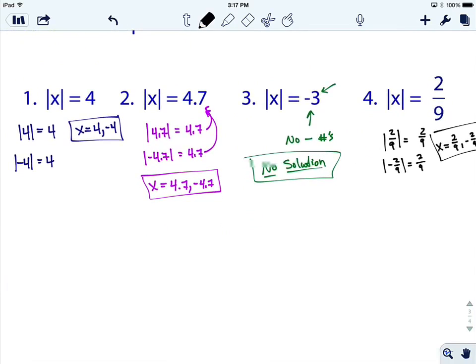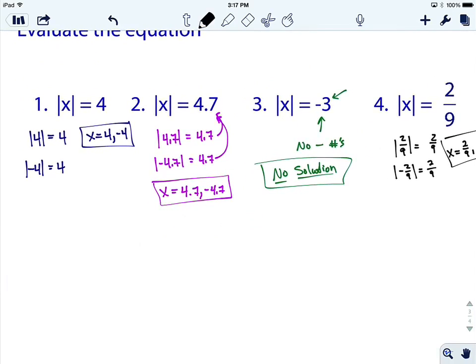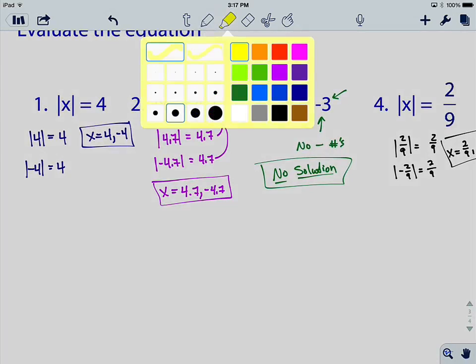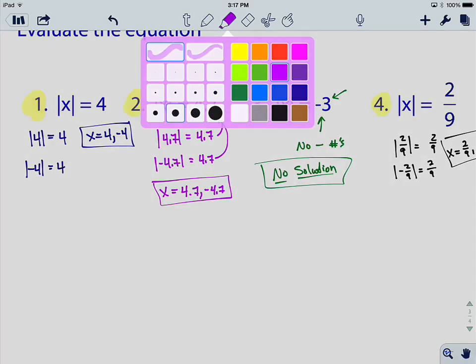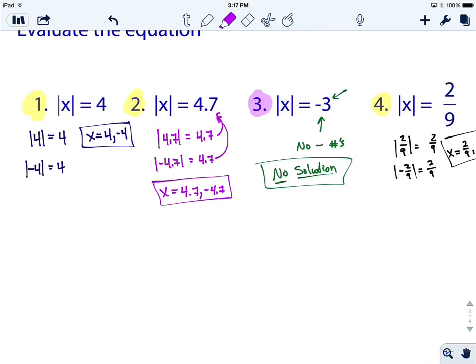So just keep in mind, especially for these numbers 1, 2, and 4, we'll get out the highlighter. These ones have 2 separate answers. Okay, they can have 2 possibilities. Number 3, however, is a negative. You can't have a negative answer, so there is no solution.